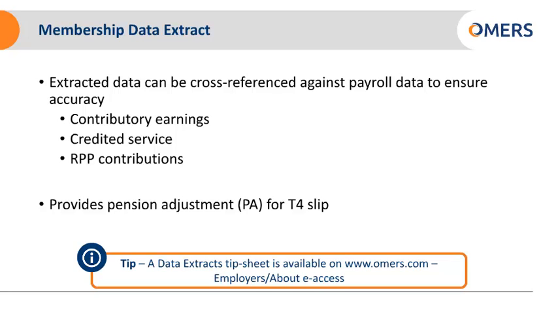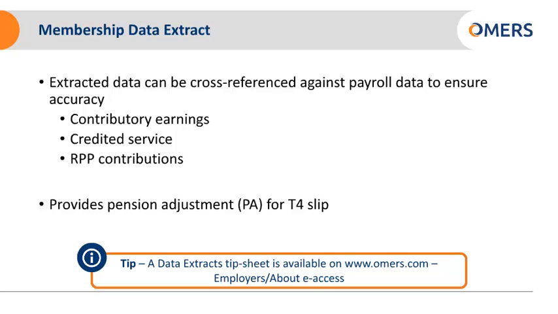A membership data extract can be completed at any point throughout the 119 process. It will summarize the reported contributory earnings, credited service, RPP contributions, and pension adjustment for each of your members. It will also include the financial information reported through the eForm 143 for members that terminated or retired during the reconciliation year.